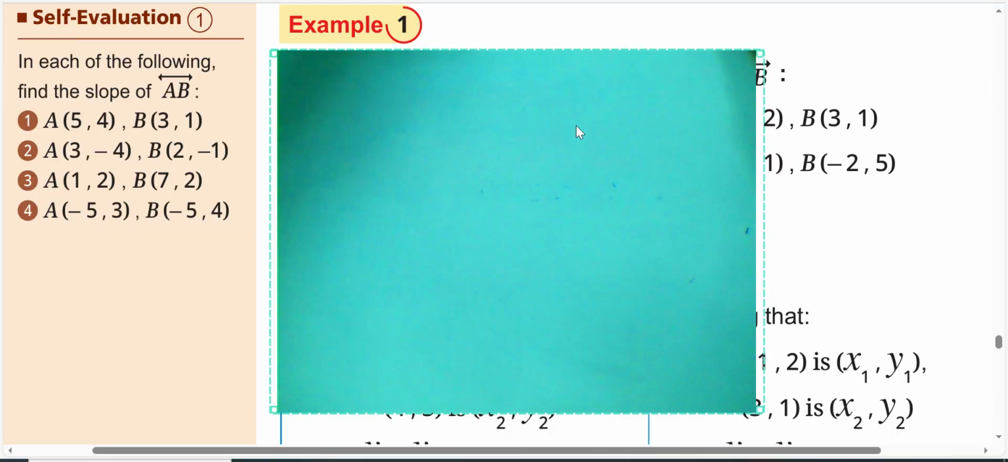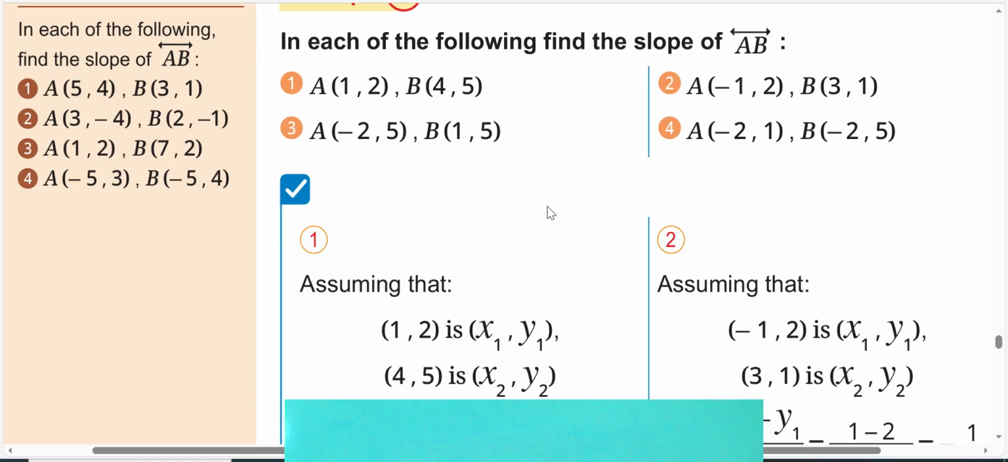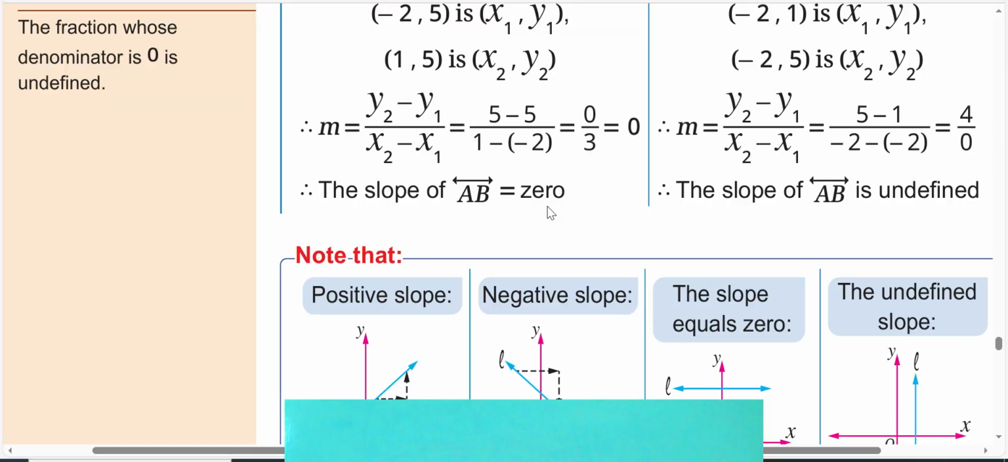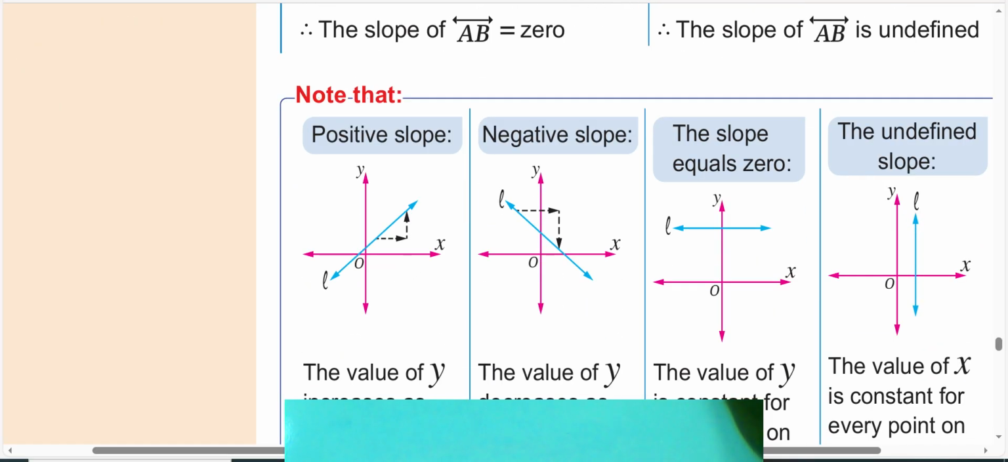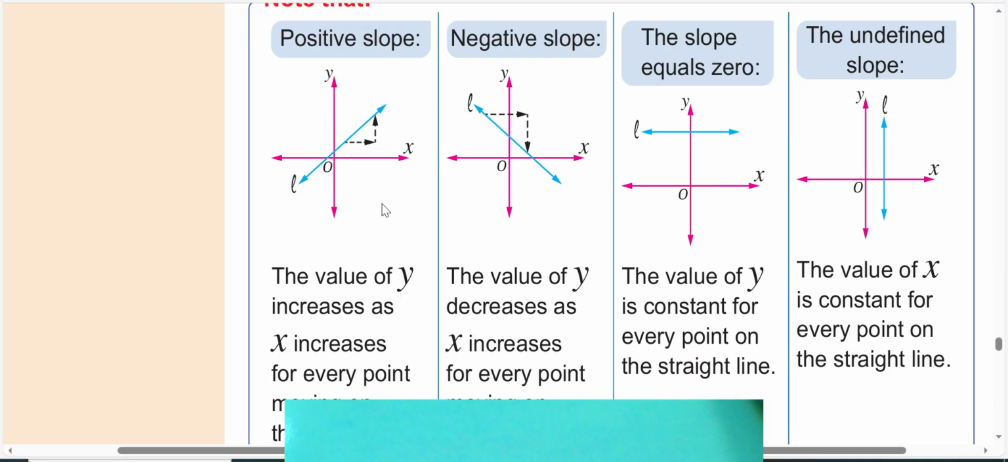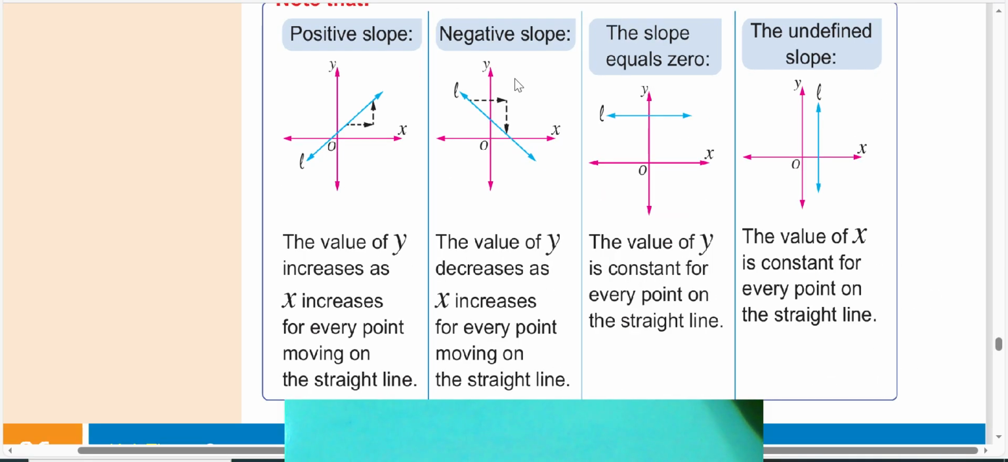Okay, next example. Look, solution here. When the slope is positive, the angle will be acute, and when it is negative, the angle here will be obtuse. Parallel to the x-axis, the slope will be 0. Parallel to the y-axis, the slope will be undefined.